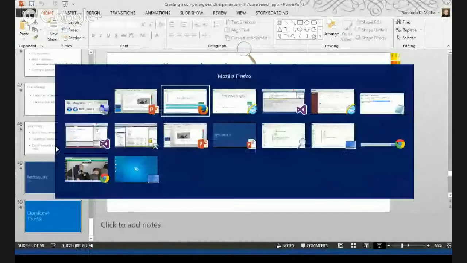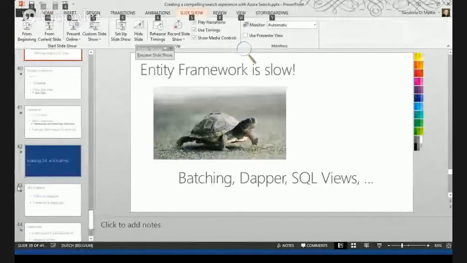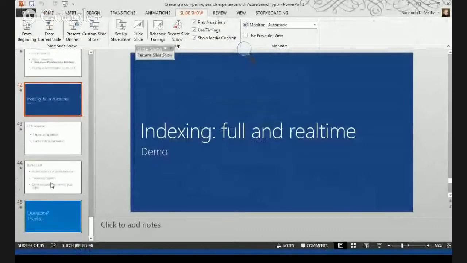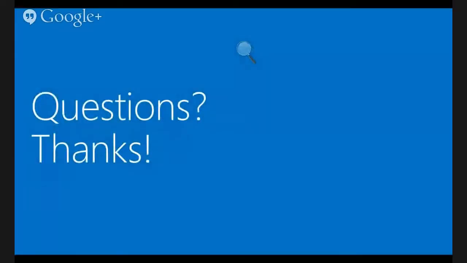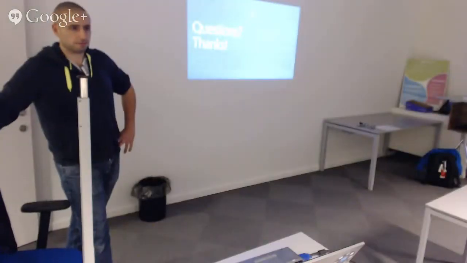Okay, and that's it. Any questions? No? Yes? There's already a huge ecosystem of plugins, tools, and so on for Elasticsearch. What are the main selling points for Azure Search compared to Elasticsearch?